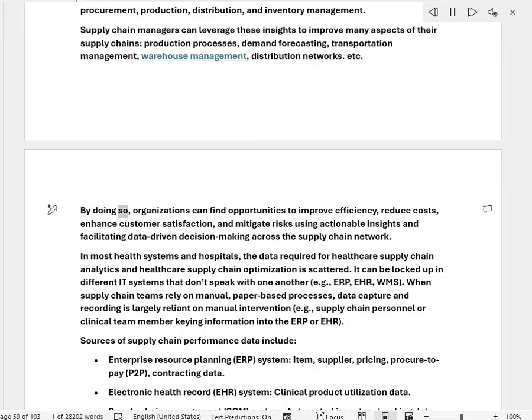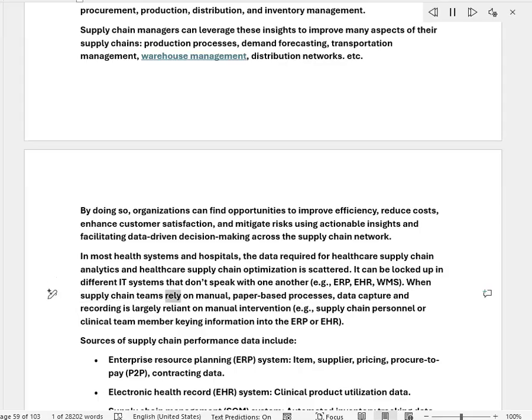By doing so, organizations can find opportunities to improve efficiency, reduce costs, enhance customer satisfaction, and mitigate risks using actionable insights and facilitating data-driven decision-making across the supply chain network. In most health systems and hospitals, the data required for healthcare supply chain analytics and healthcare supply chain optimization is scattered. It can be locked up in different IT systems that don't speak with one another, for example ERP, EHR, WMS.